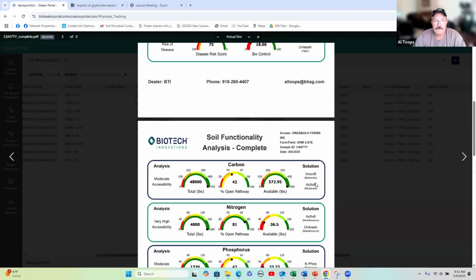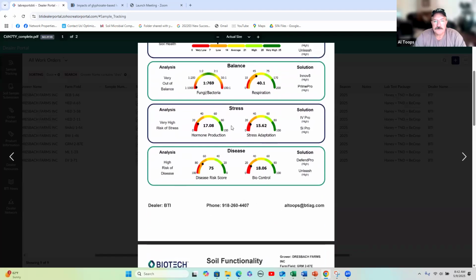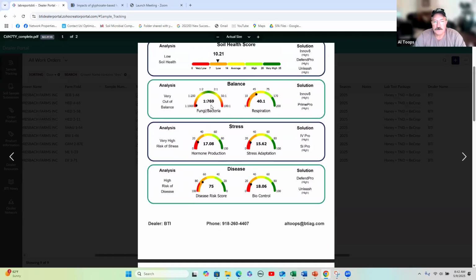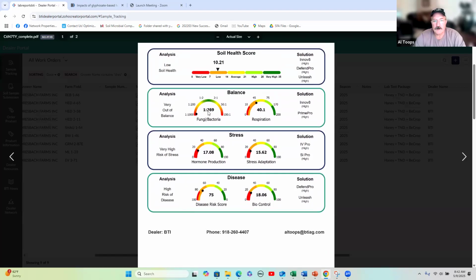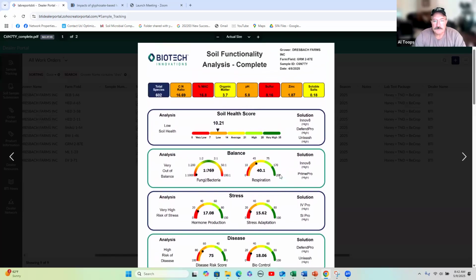Okay. The challenge here is this ratio. So once again, the fungi have been compromised. Sugar, Innovate, and our primers will help, and Defend Pro will help build these fungi back and keep your sugar and your carbon sources there.